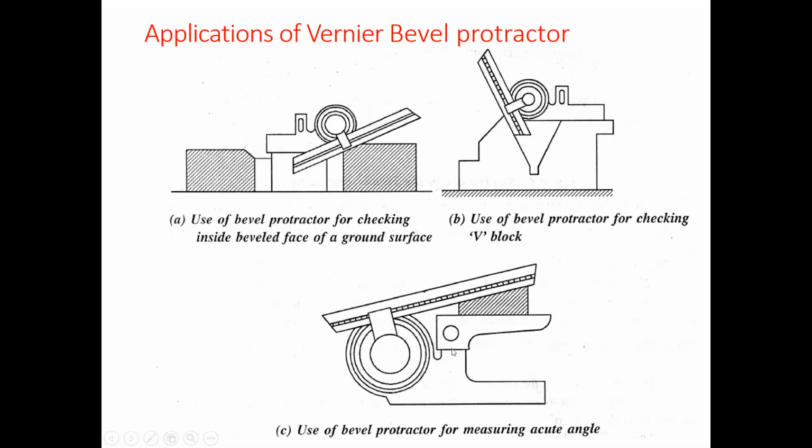Here in this case, this is the acute angle attachment. You can readily attach this acute angle attachment at the required position with the help of a locking nut. If you place the work part between the movable blade and this acute angle attachment, then automatically you are going to measure the acute angle. So you can use this bevel protractor for the acute angle measurement with the help of the acute angle attachment.